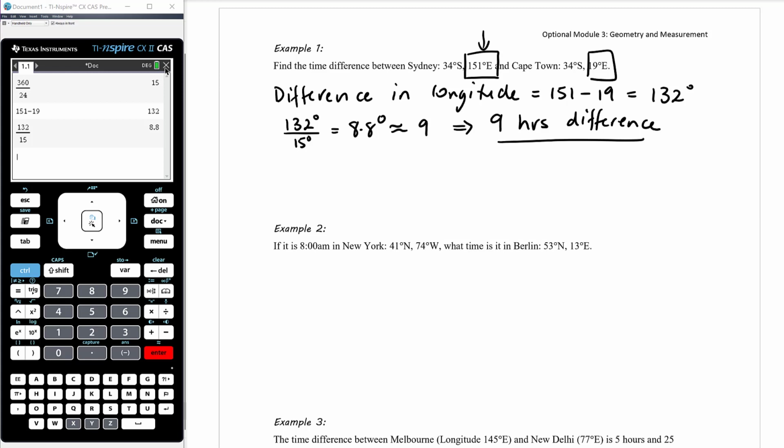So let's say, for example, if we knew that it was 10 a.m. in Sydney, that's 9 hours ahead of Cape Town, so it's actually only 1 a.m. in Cape Town. Okay, so being clear about which direction to work that difference is important. But this question just asks us for the time difference, and the time difference is 9 hours.